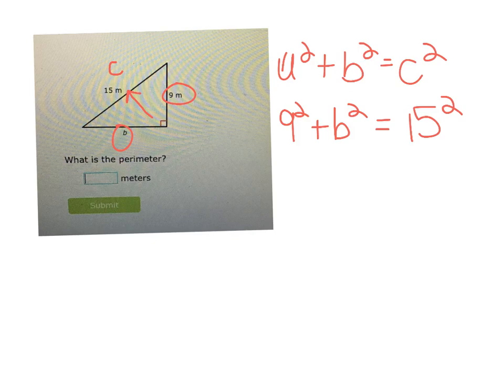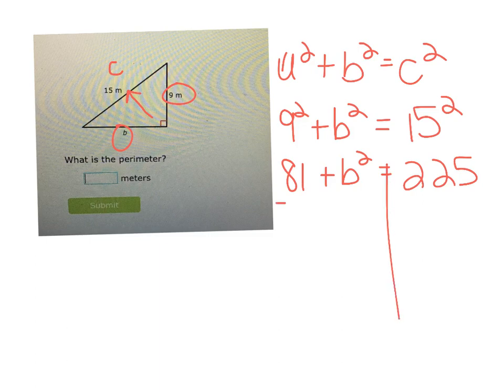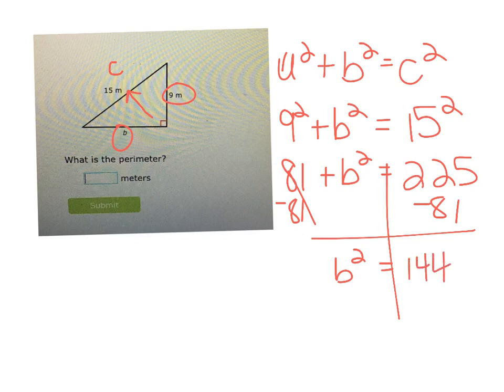Okay, my next step, I'm going to square 9. 9 times 9 is 81 plus b squared equals 15 squared. I just got to type that in on my calculator quick. It is 225. Okay, now I draw my line down and solve it like an equation. I'm going to subtract 81 from both sides. That cancels. I get b squared equals 144. And then your last step is you have to square root both sides, and you end up with b equals the square root of 144, which is 12.